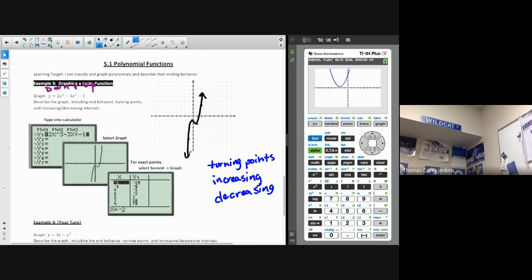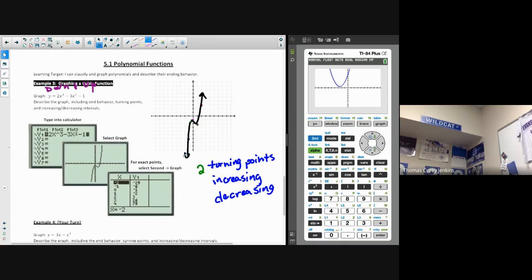All right, that's what you want to look at. So how many turning points do we have? There's a turning point and there's a turning point. So there are 2 total turning points, there and there. How many increasing intervals?